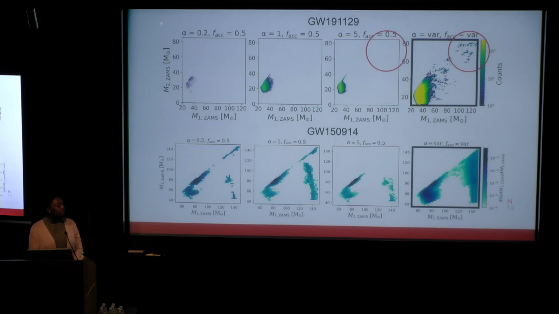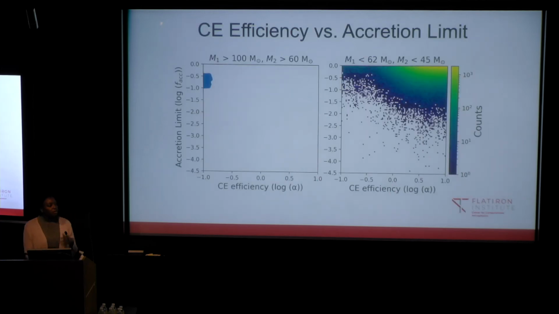So that's what we wanted to examine even further. What we did is we took that little plot and plotted alpha versus FAC for GW191129 for the lower mass range and the higher mass range. On the right, you can see the variables plotted against each other for our lower masses. As you can see, alpha varies a lot, but FAC prefers a very specific value close to 10 to the 0th, or 1.